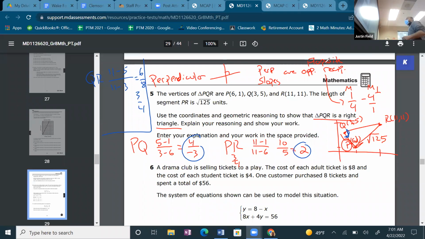Guess what, everybody? You probably thought we couldn't do it, but we did it. QR was 3/4, and that's what we wanted. So on your test, just cross off PR, say it's not perpendicular, but since QR is 3/4 and PQ is negative 4/3, then that means QR is perpendicular to PQ.